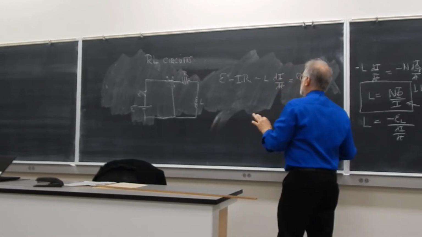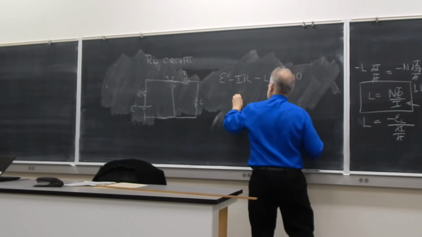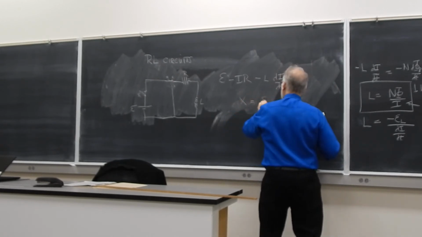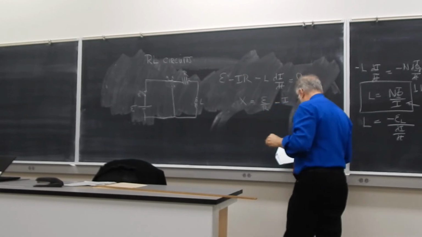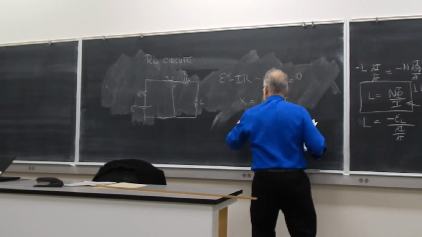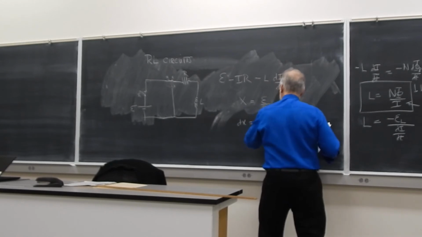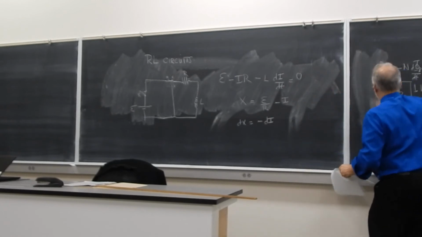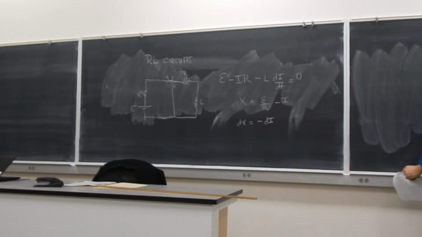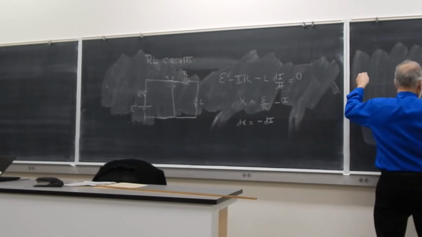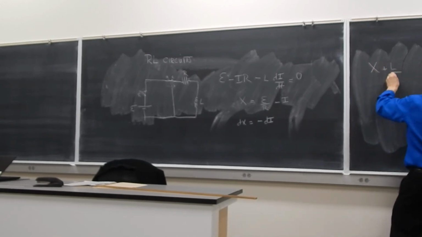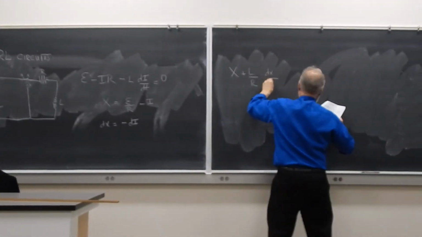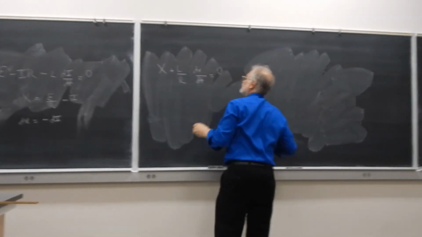The simplest way to solve this differential equation is, let's do a change of variables. Let's let x equal E over R minus I. And therefore dx is going to be equal to minus dI. That's going to give me a new, simpler looking separable differential equation. We'll write it this way: x plus L over R dx/dt is equal to 0.